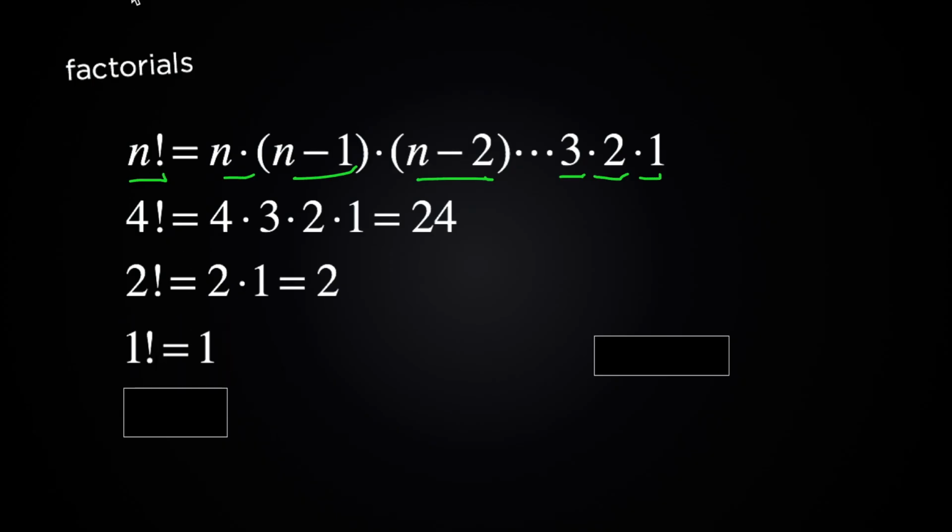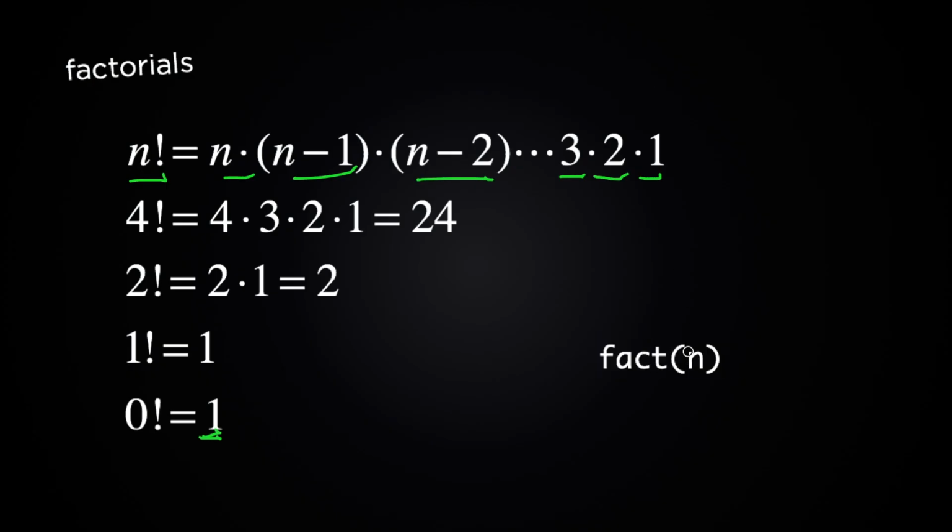And what about 0 factorial? It's actually defined to be 1. And you might say, why is that? But basically that's just how it's defined. And let's just say here, we're trying to write a function called, let's say, fact, which takes a positive integer, or 0, as its argument, and returns the nth factorial. And let's say we want to write this function using recursion. How can we do that?